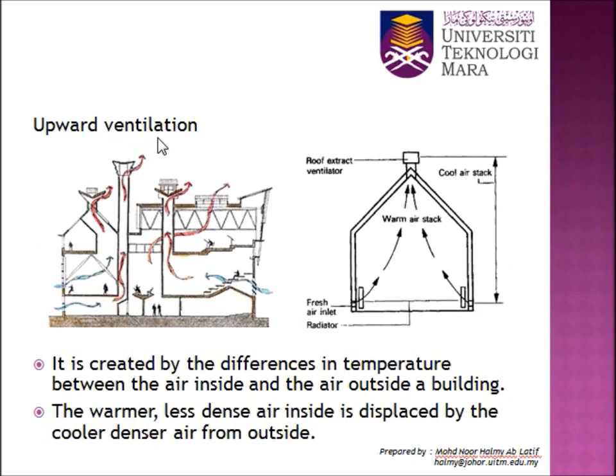Now we move to upward ventilation. So as you can see here, the warm air will go upward through the ducting at the roof. It is created by the differences in temperature between the air inside and the air outside a building. And then the warmer, less dense air inside is displaced by the cooler, denser air from the outside.